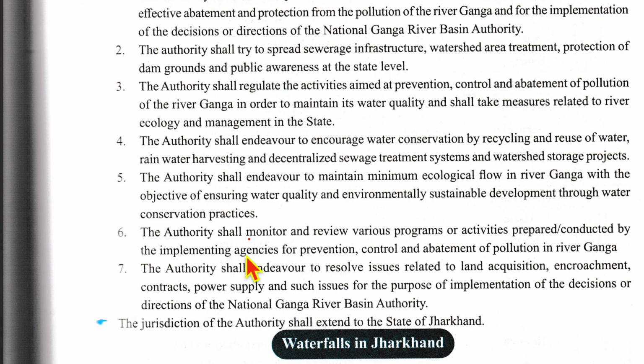The authority shall endeavor to resolve issues related to land acquisition, encroachment, contracts, power supply, and such issues for the purpose of implementation of the decisions or directions of the National Ganga River Basin Authority. The jurisdiction of authority shall extend to the state of Jharkhand.